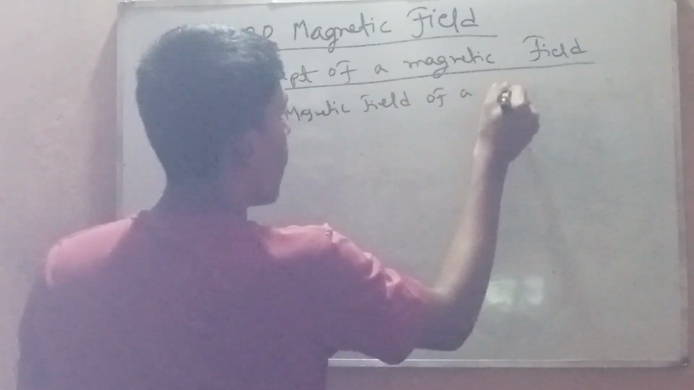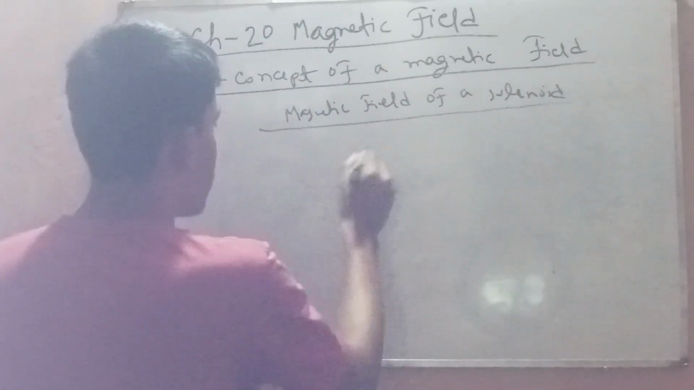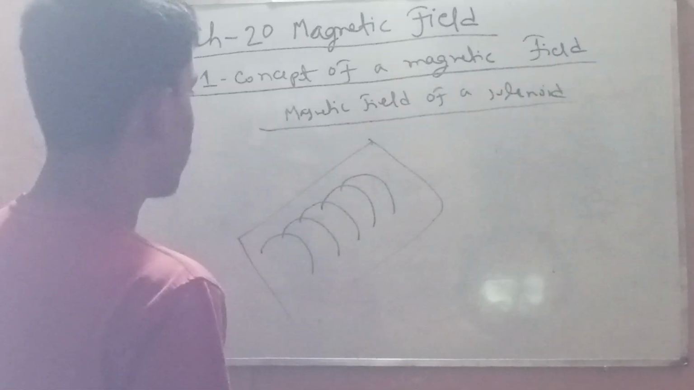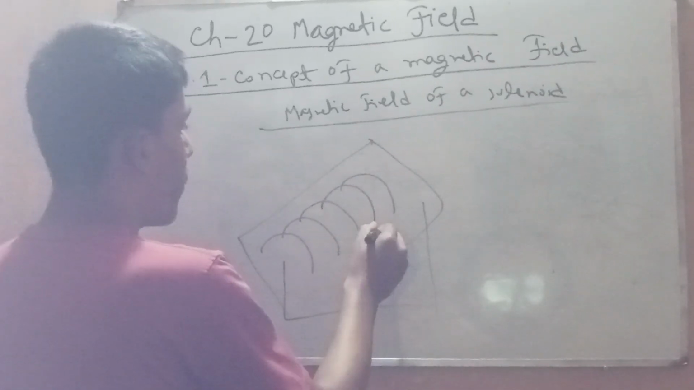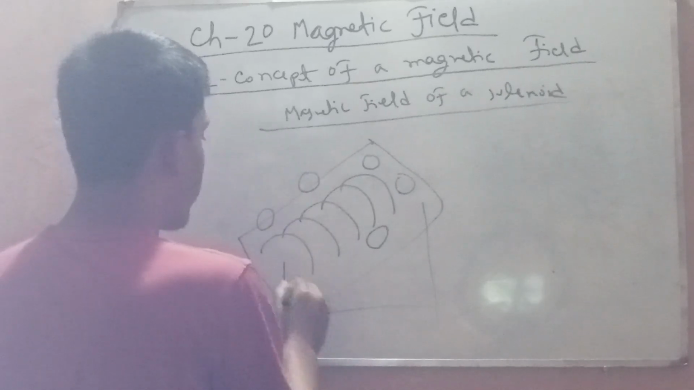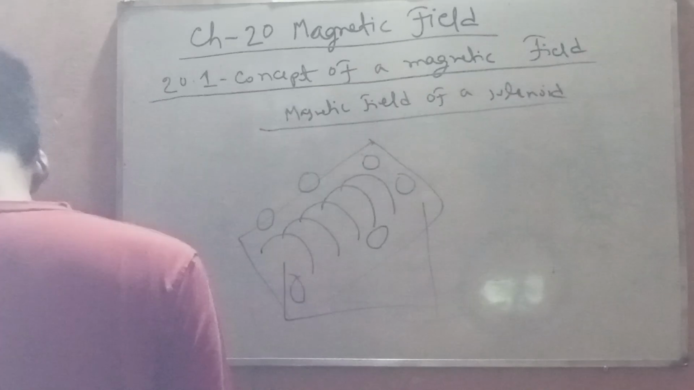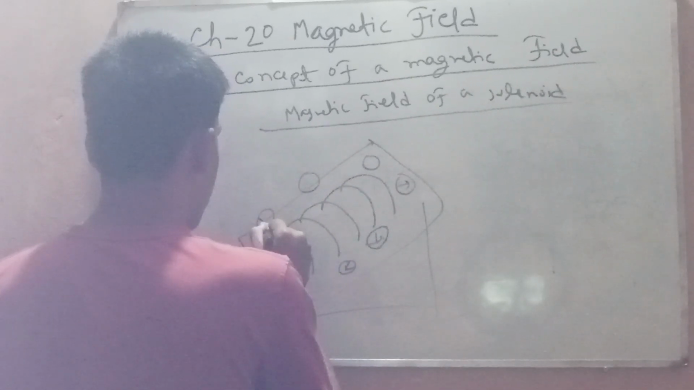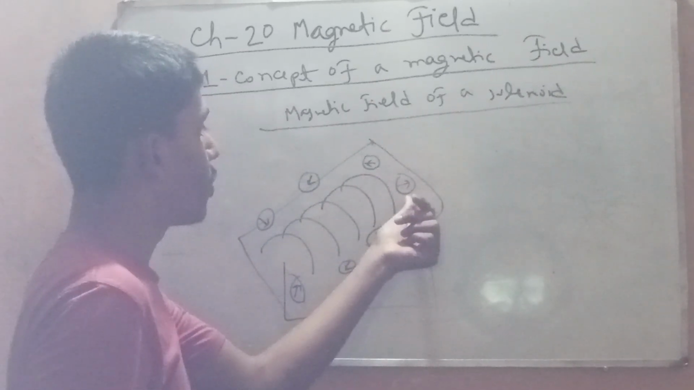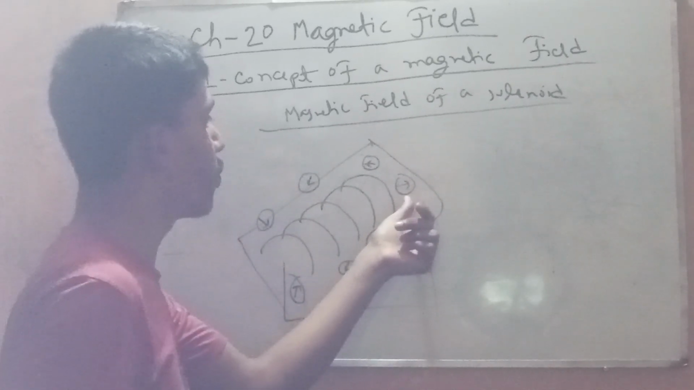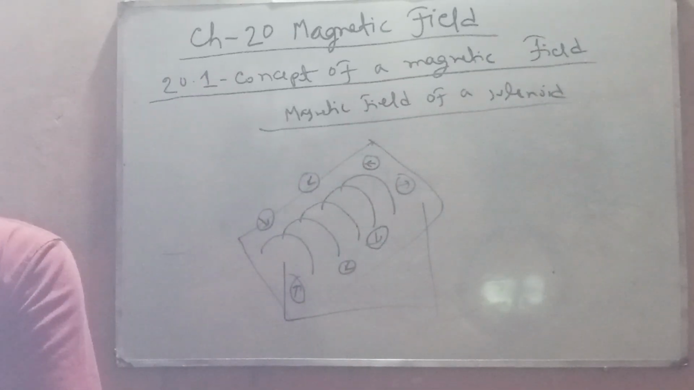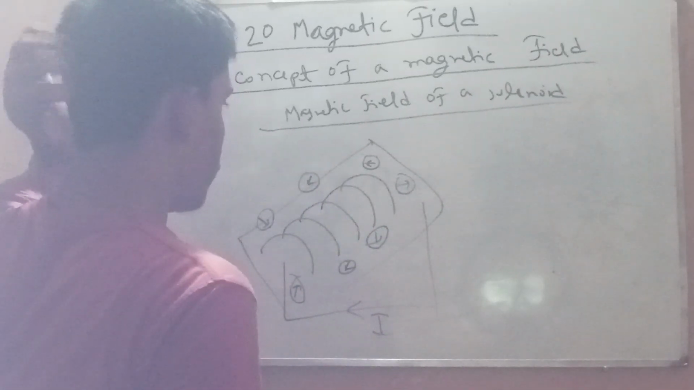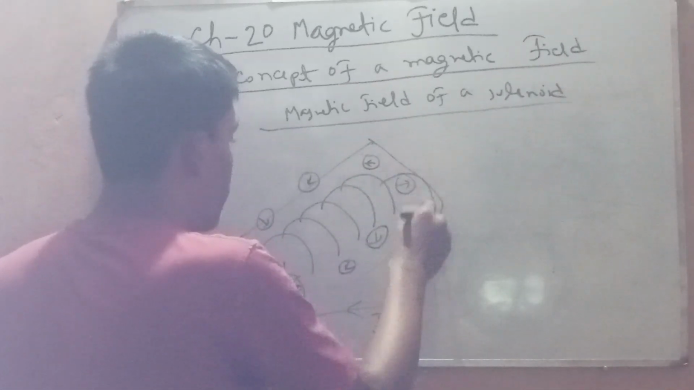Magnetic field of a solenoid. If we place some compasses around a solenoid wire, then it is seen that the force on the north pole of a compass gives the direction. So the direction will be like this.